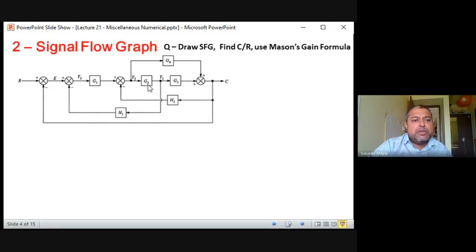So first thing you have to draw, that is from R to C. How many nodes should be there? That is the first thing you have to understand. Wherever data is getting added, or from whichever point you are taking out the data, both these points are actually a node that you have to draw in the signal flow graph.